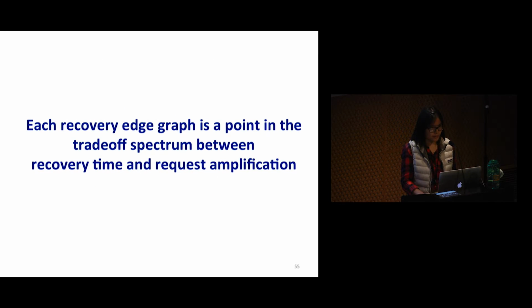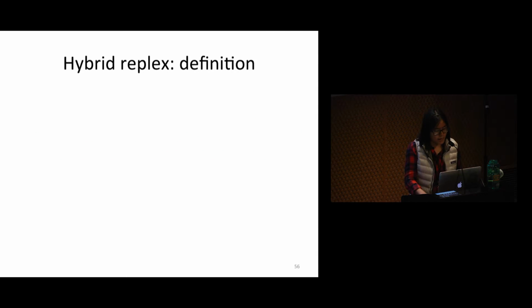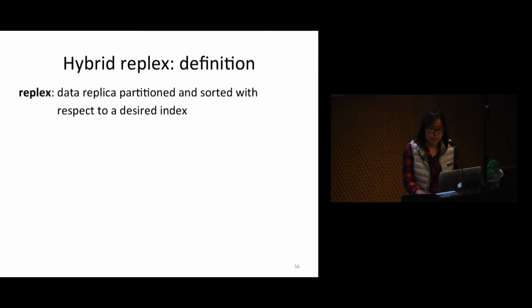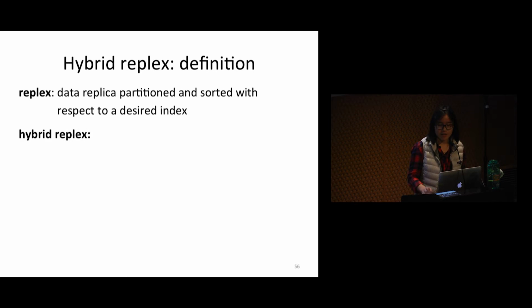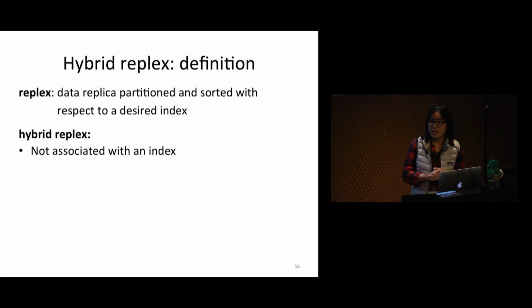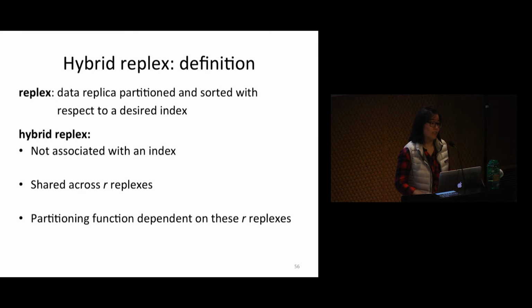Okay, so let's define hybrid replexes concretely. So recall the definition for a replex. It's basically a data replica that's partitioned according to some index. A hybrid replex, however, is not associated with a particular index. So if it's not associated with an index, then we don't really know how to partition it. And the answer is, it's shared across R replexes, and you partition based on the R replexes that you're shared across. And really what we mean by this is that the recovery edge graph is dependent on these R replexes that you've chosen. Okay, so that's a little abstract, so let's make this more concrete.